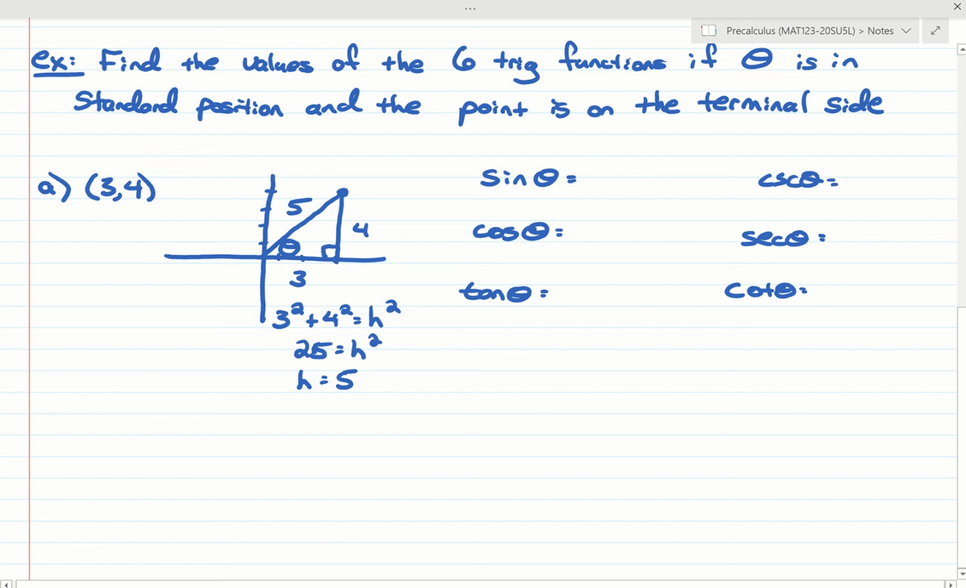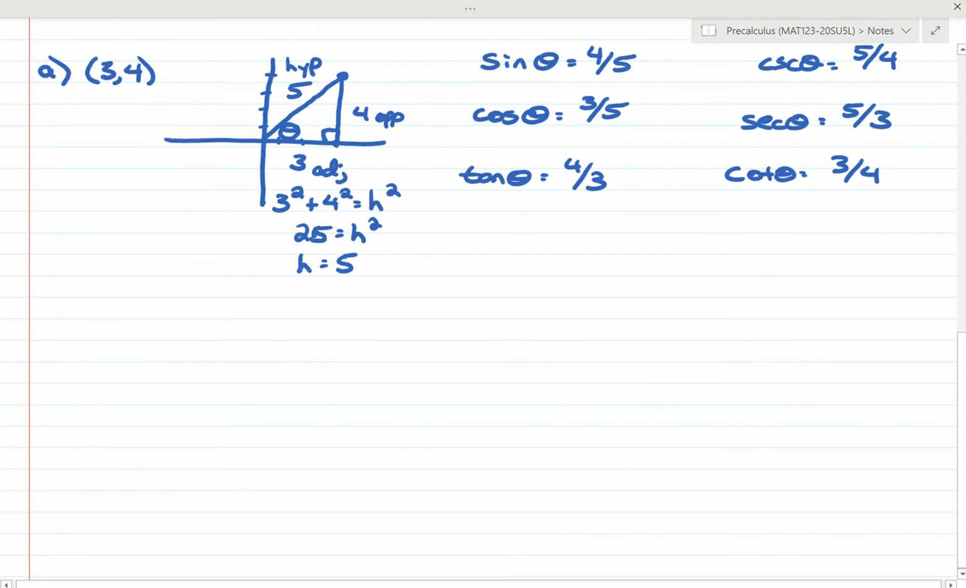Sine would be the opposite side. If it helps you for now, you could label your sides. 4 is opposite the angle, and 3 is next to it. So sine would be the opposite side over the hypotenuse. We take the reciprocal, we get 5/4. Cosine is the adjacent side over the hypotenuse. Take the reciprocal, we get 5/3. Tangent is the opposite side over the adjacent. The reciprocal would be 3/4. That's how we do problems like this.